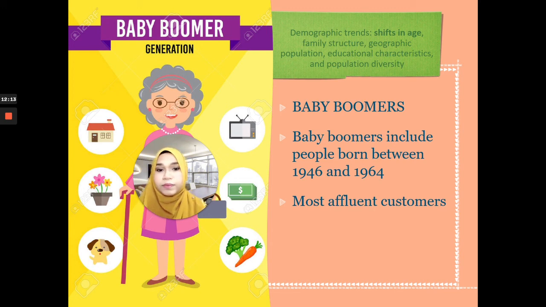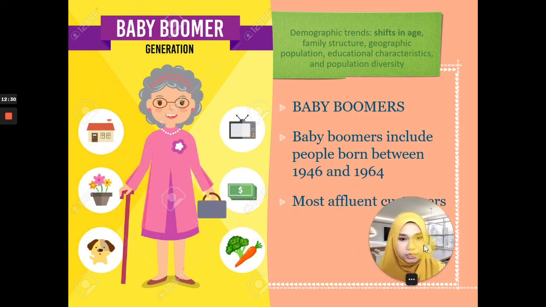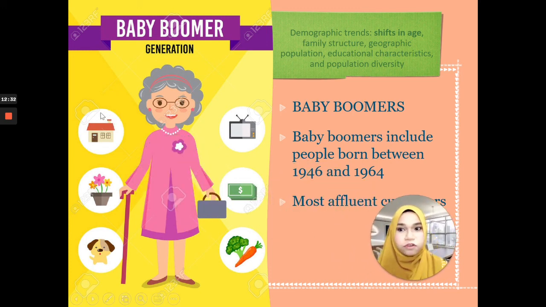They also have the knowledge because they have been in this world for quite some time. So they know what has been happening around the world in each and every era. So what will the baby boomers normally buy? Of course, they have their own house already now. So you will see your grandfather, your grandmother, what would they normally do?